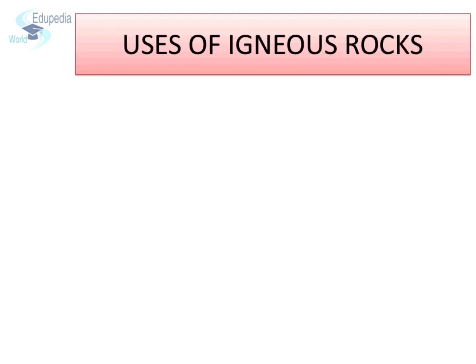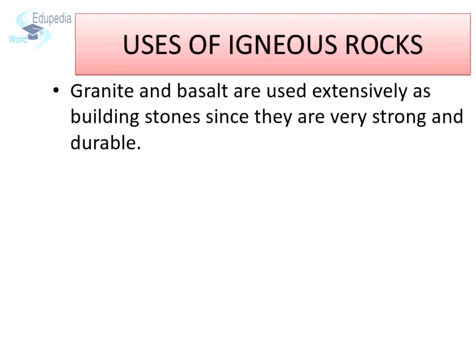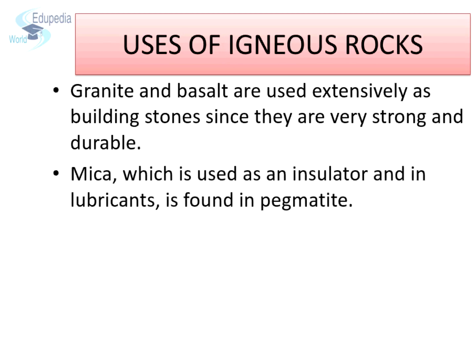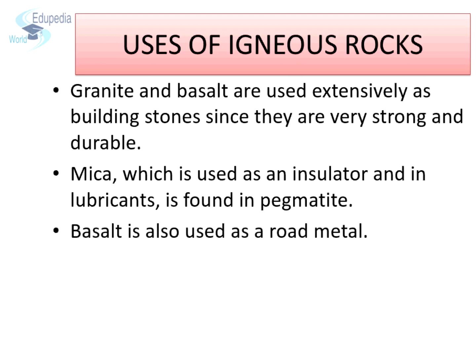Uses of igneous rocks. Granite and basalt are used extensively as building stones since they are very strong and durable. Mica, which is used as an insulator and in lubricants, is found in pegmatite. Basalt is also used as a road metal.